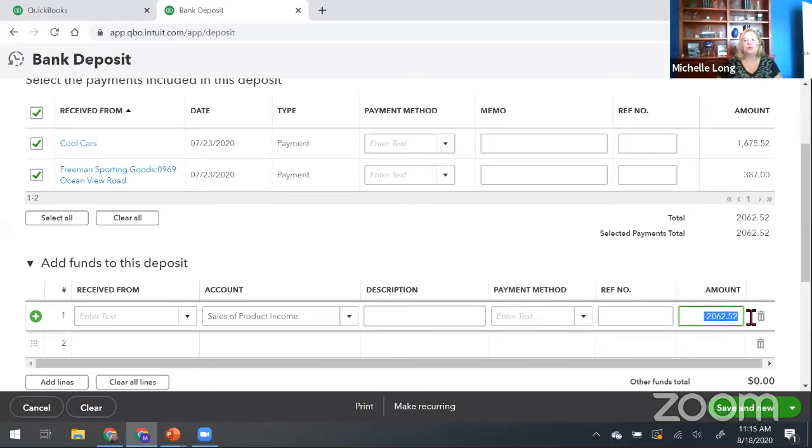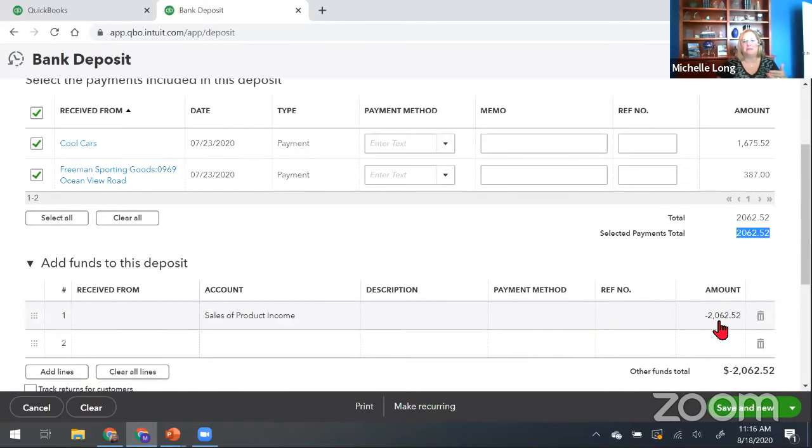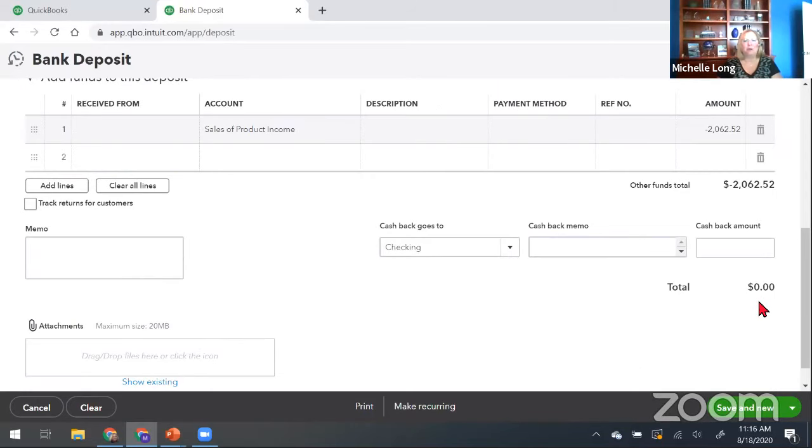But what you want to do is look up here and see the total payments that you've selected. So again, I might have done this by month, I might have done this by year. You're going to go through and choose some. The total payments selected here, I want to put in as a negative amount right here. What this is going to do is fix the overstatement in income, because it's going to take it out of that income account, and it's going to take them out of undeposited funds. So if you'll notice when you scroll down, your net deposit is 0. You're not going to mess up your bank account balance.